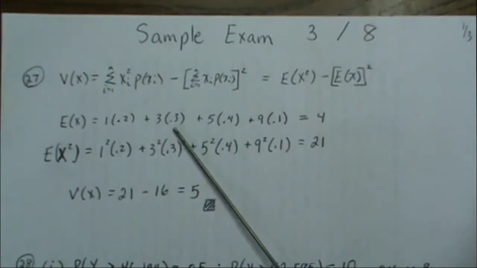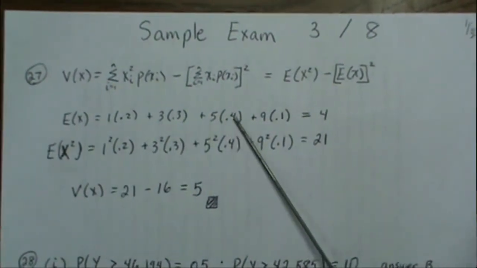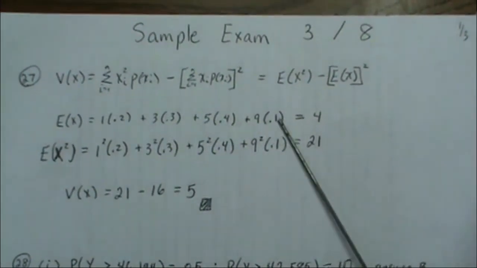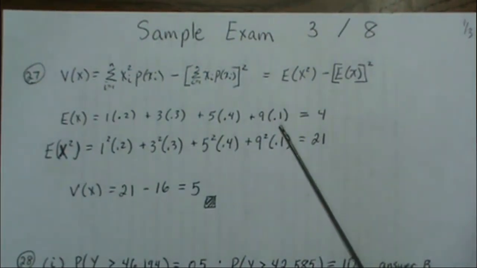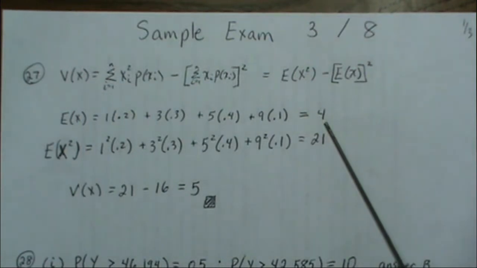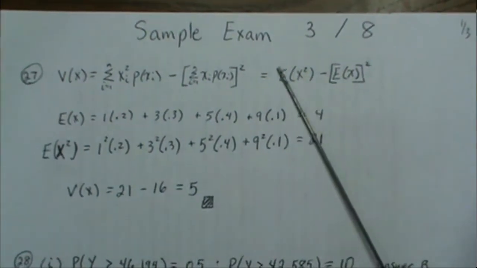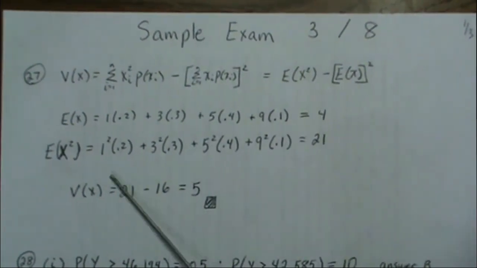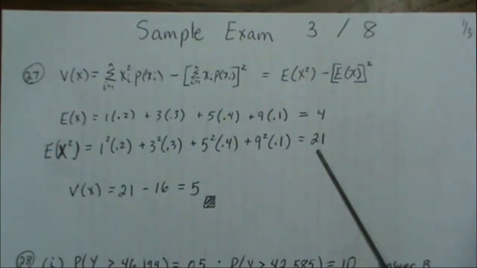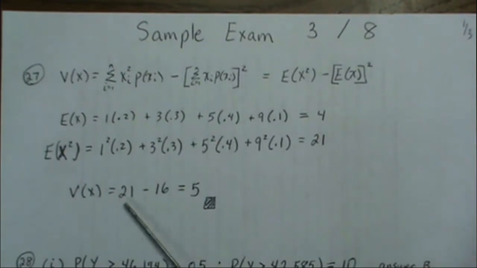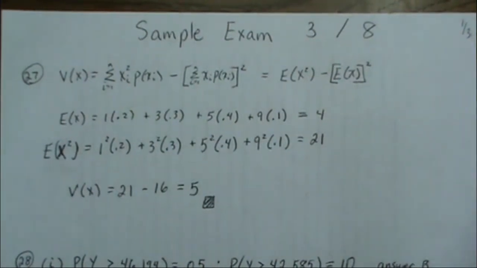So 0.2, 0.3 is 0.5, 0.4, total will be 0.9. So the only thing left over is 0.1. So I just went ahead and stuck it in there. And that solves to 4. Now for this piece, the expected value of X squared, you just square each value times its respective probabilities. You get 21. So the variance of X is 21 minus 16, which is 5.